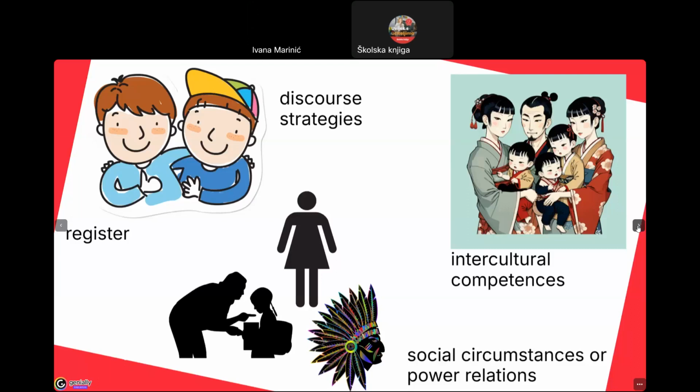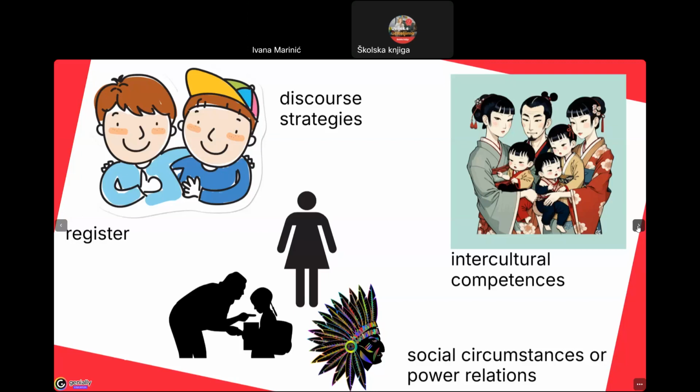What we got from that is that we are now aware that we have to teach kids different discourse strategies, like different registers. What is the way that you're going to speak to your friend? What is the way that you're going to speak to your parents, your teachers, the headmistress? Then, different cultures and how they express themselves, and what we have to know about other cultures in order to speak to them successfully.